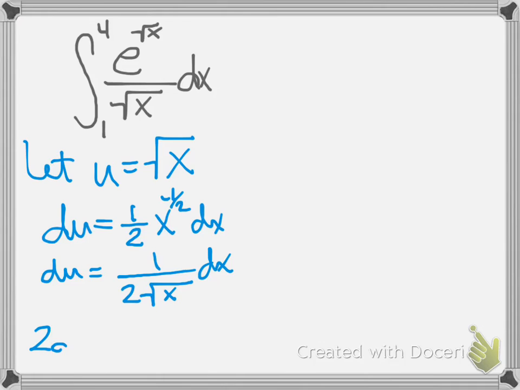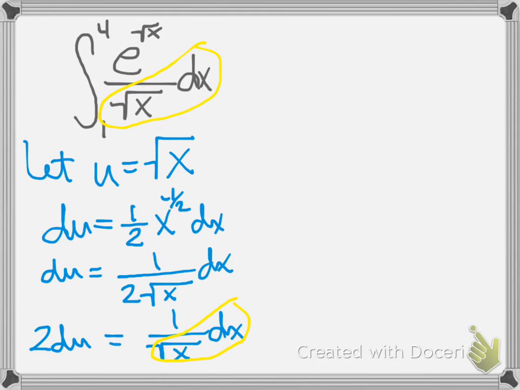That's not a big deal. We've been balancing those out already anyway. So 2 du will replace the 1 over root x dx. And so just again to highlight this and point out what's going on, the dx over square root of x in the expression on top is the same as what we have over here, so I'll replace that with 2 du. Alright, so let's see if we can finish this here.